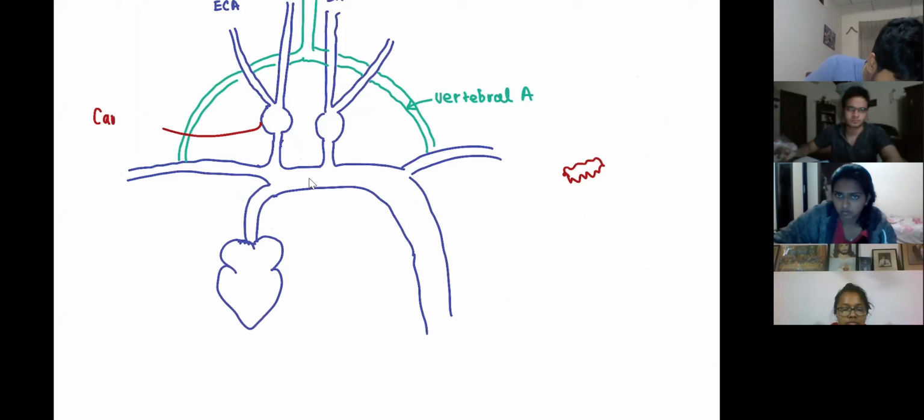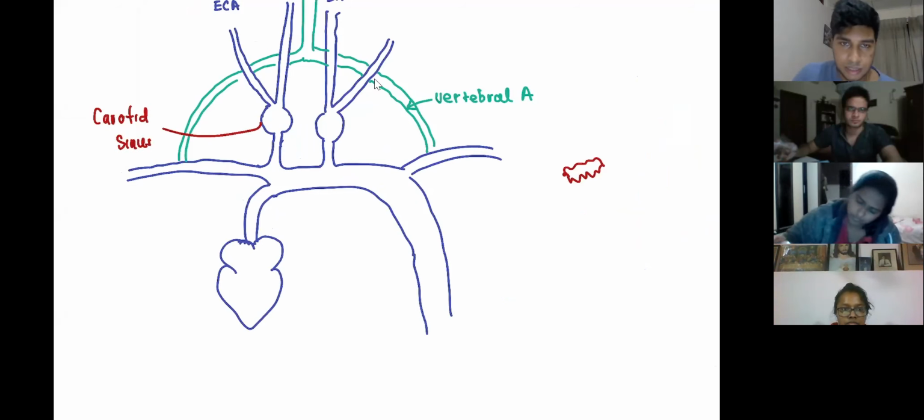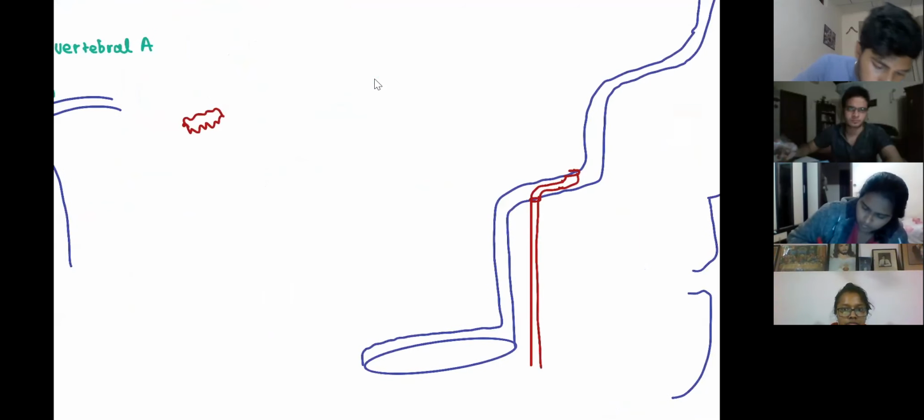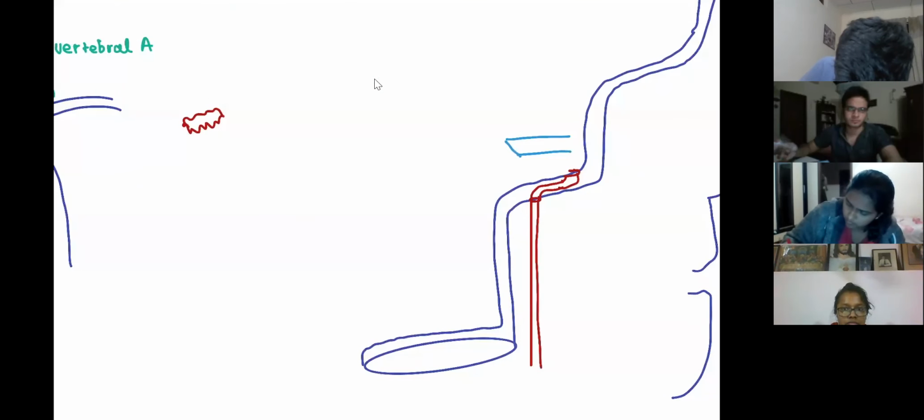This is called the carotid sinus. Sorry, did I make the mistake again? Yeah, it's the carotid sinus. I keep calling it coronary sinus. I sometimes mistake the two. Now, here is where you have the cavernous sinus.